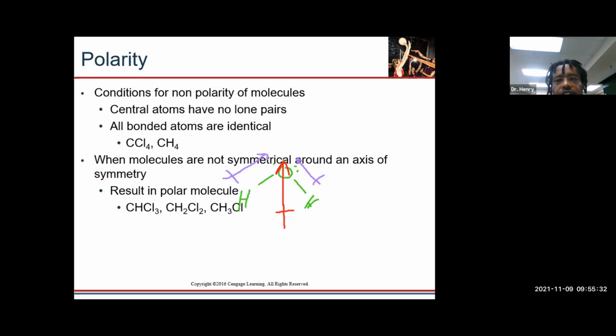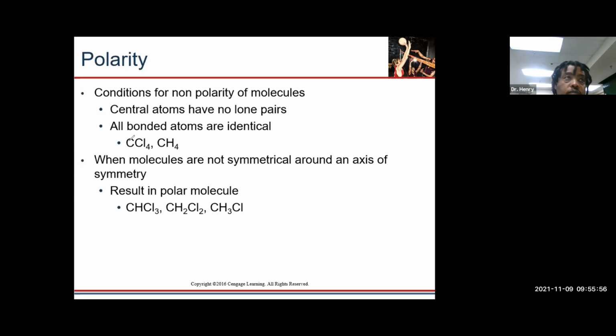Okay, so now let's take a look at carbon being the center atom. We're going to start off with 4 chlorines as the attachments, okay? I'm going to show you the image. It's a lot easier to see.